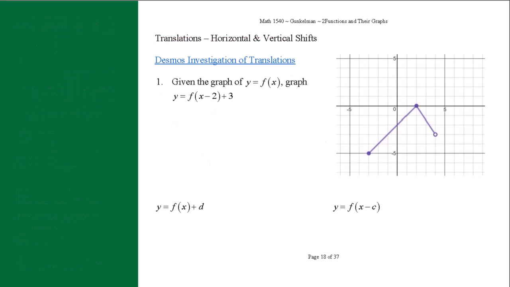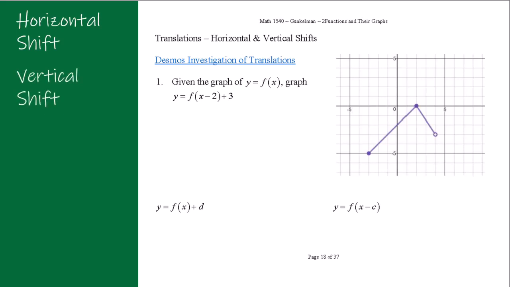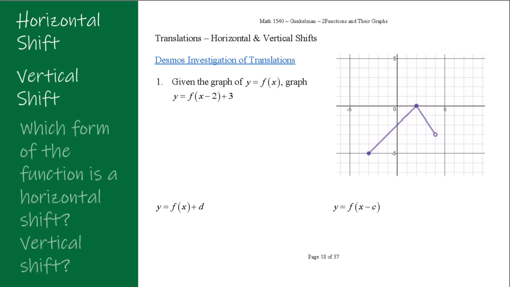Okay, looking at the next page, I have got some horizontal shifts, it looks like. I'm also going to have some vertical shifts. And you might be saying, which form of the function is going to give me a horizontal shift or a vertical shift? You can see at the bottom here, I've got two generic functions, y is equal to f of x plus d and y is equal to f of x plus c. So you might be wondering, hey, which one is going to do which? Which one's going to make it go right to left, and which one's going to make it go up and down? That's a good question.